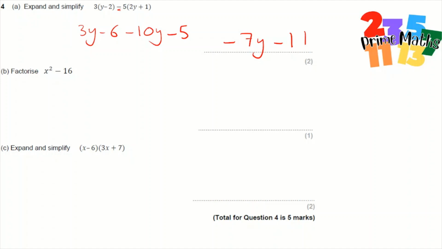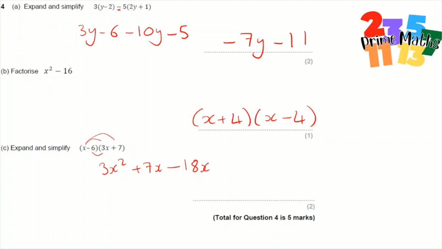Factorising, we have a set of double brackets. This is difference of two squares, x plus 4 and x minus 4. Expand and simplify, 3x squared plus 7x minus 18x and minus 42. Collecting the like terms together, 3x squared minus 11x minus 42.